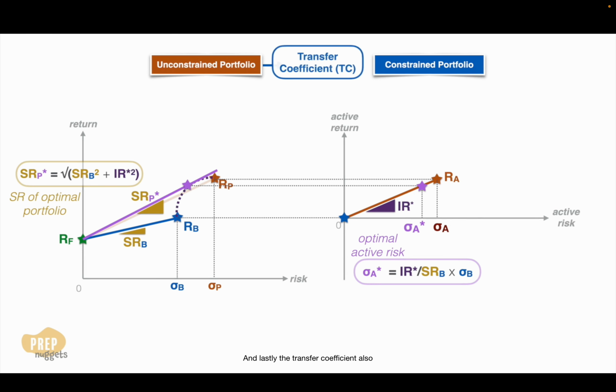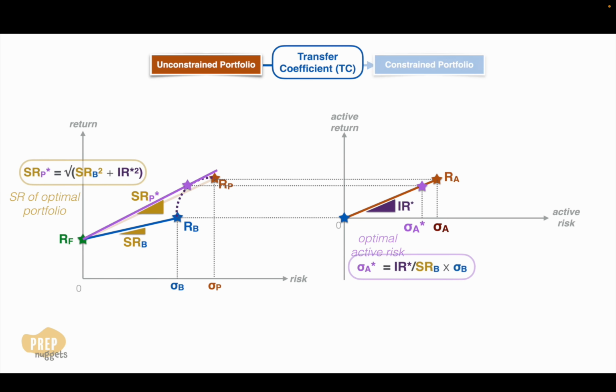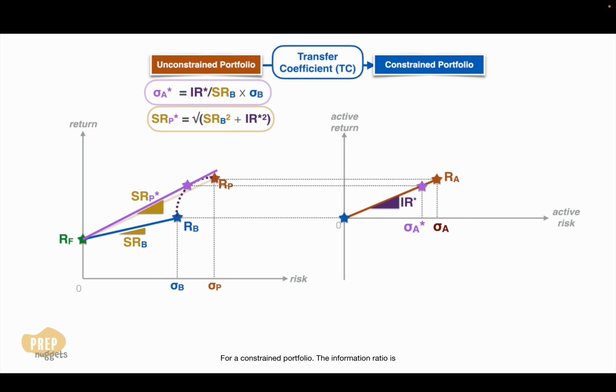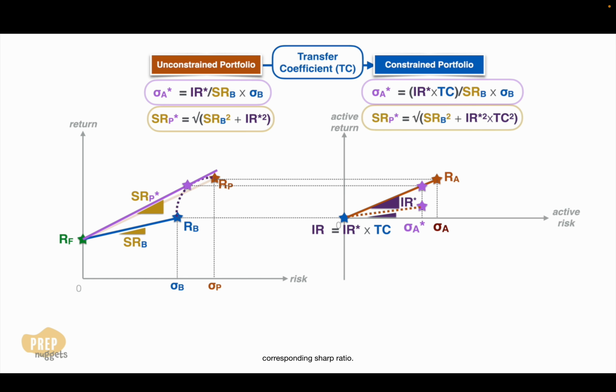And lastly, the transfer coefficient also comes into play when calculating the optimal amount of active risk for an actively managed portfolio with constraints. If you recall from the last lesson, this is how we determine the optimal active risk for an unconstrained portfolio based on the optimal information ratio and the benchmark's Sharpe ratio and standard deviation. And this is how we determine the Sharpe ratio of this optimal portfolio. For a constrained portfolio, the information ratio is no longer optimal, scaled down by the transfer coefficient. And that's how we calculate the optimal level of active risk for a constrained portfolio and the corresponding Sharpe ratio.